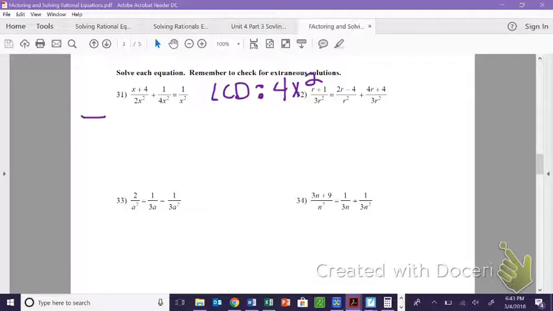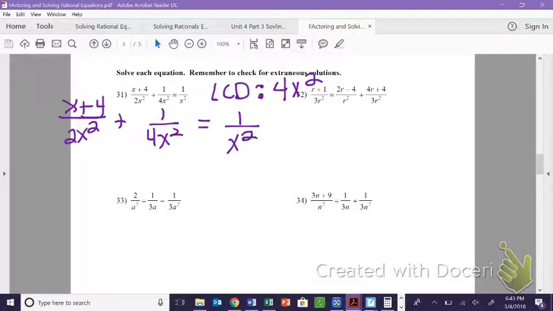I'm going to write this out to the side so that I have more space. x plus 4 over 2x squared, plus 1 over 4x squared is equal to 1 over x squared. What do I need to multiply this first fraction, x plus 4 over 2x squared, by to get a common denominator of 4x squared? I'm going to multiply this by simply 2. This next one, 1 over 4x squared, do I have to do anything to it? No. Ladies and gentlemen, it matches.